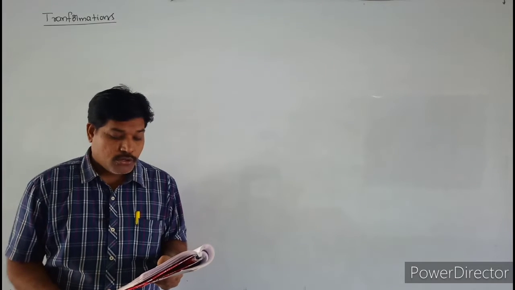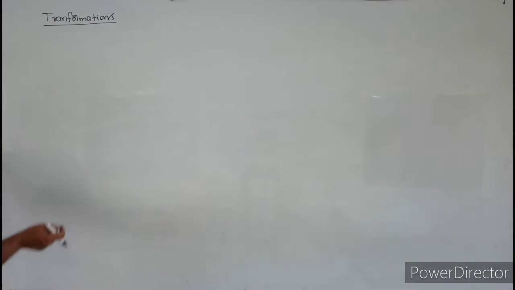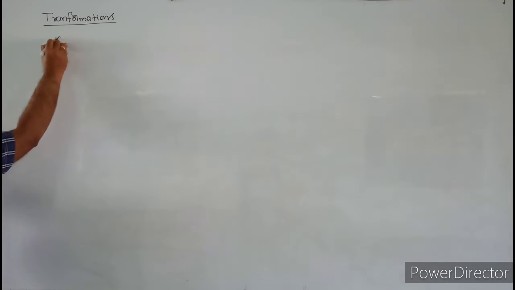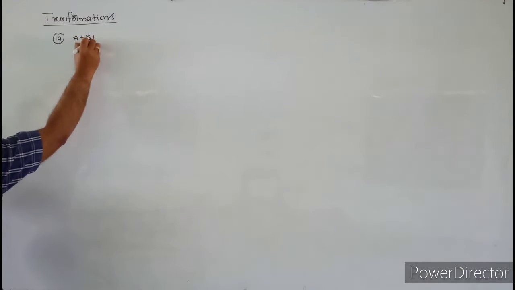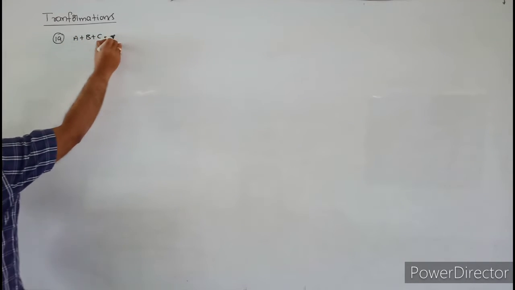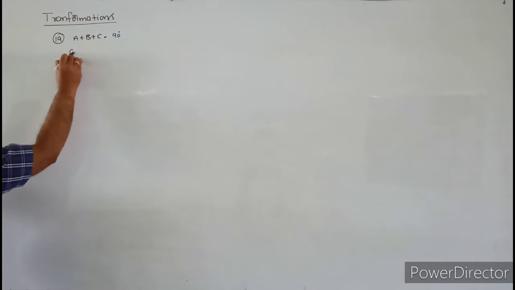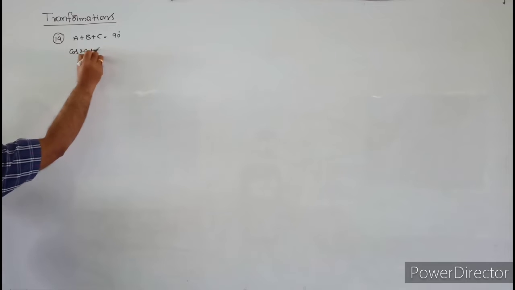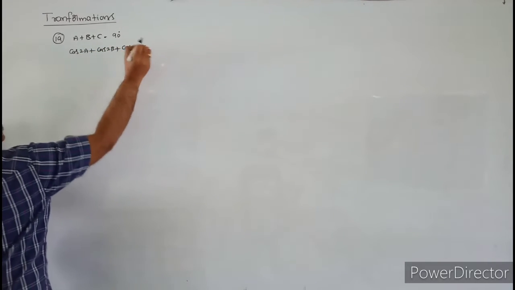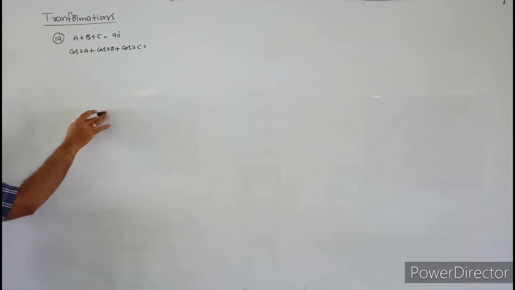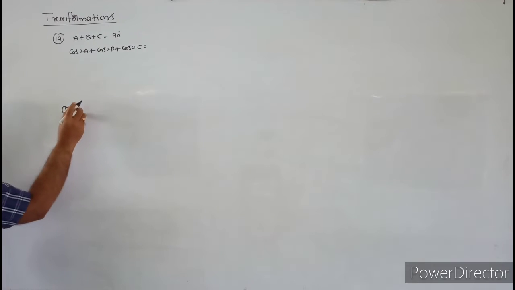So see the same model question number 19. What is question number 19? Here in this question they are giving that A plus B plus C is equal to 90 degrees. Then what is the question? Cos 2A plus cos 2B plus cos 2C is equal to what? So what are the options, students? I will take the options also. Check that one.